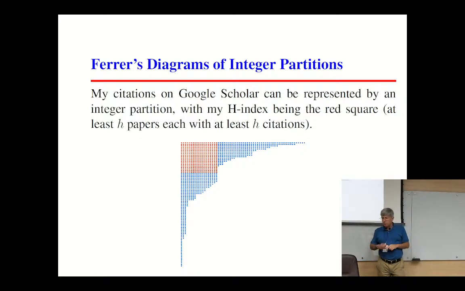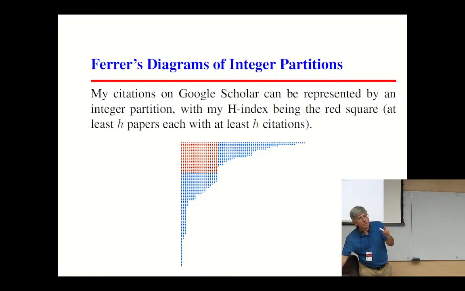My h-index means the biggest square you can put in this drawing, showing that I've had at least h papers, that's the columns, each of which has received at least h citations. Any questions about how we draw pictures of partitions and what this thing means? Okay, so there are a lot of things in the world that are integer partitions.